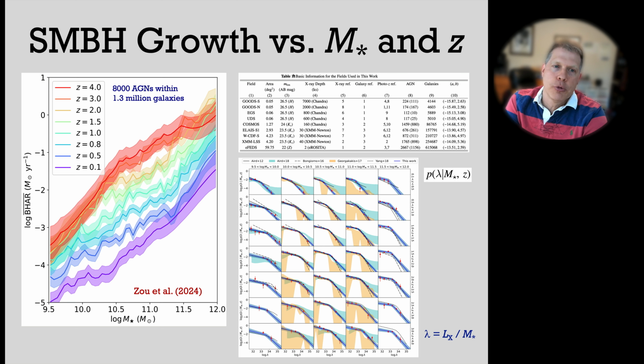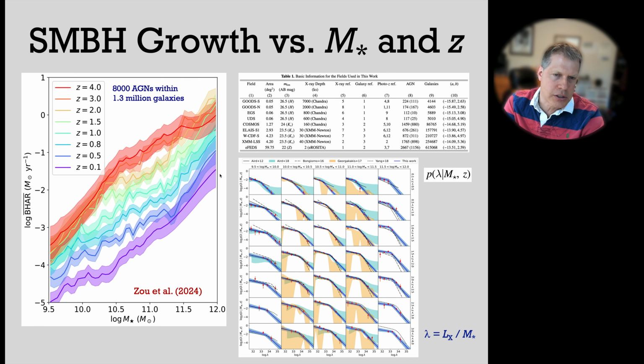Well, detailed measurements have been made of that as well. Here's a recent example showing the long-term average black hole accretion rate in galaxies of a given stellar mass and a given redshift, as shown by these color-coded curves, with the uncertainties shown as the shaded regions. And you can see that supermassive black hole growth averaged over long time scales, measured as I described in more detail in the previous lecture, is a strong function of stellar mass. It rises by orders of magnitude from low stellar masses to high stellar masses.